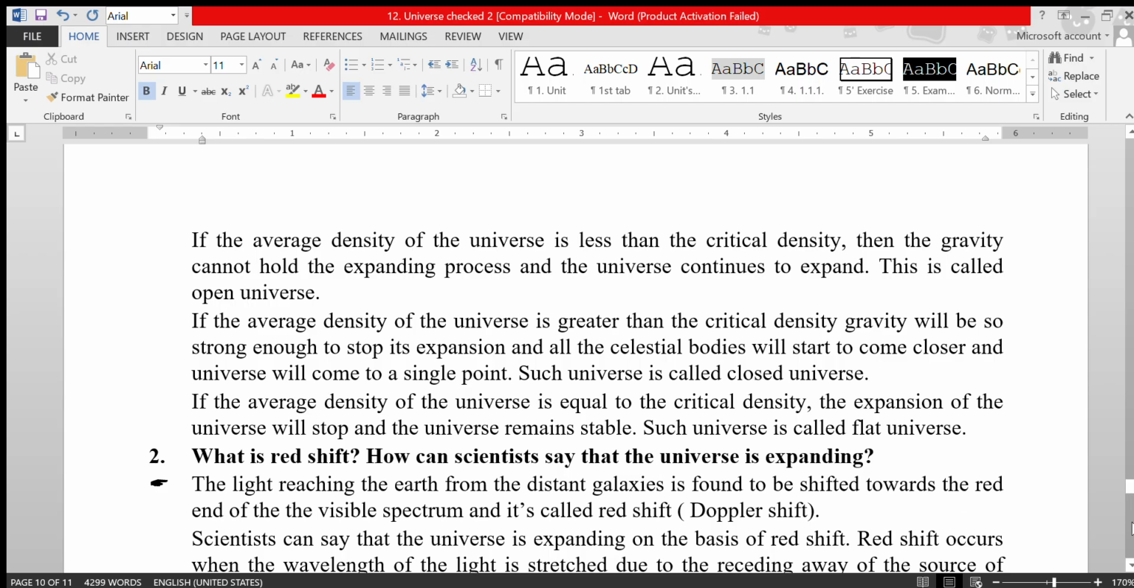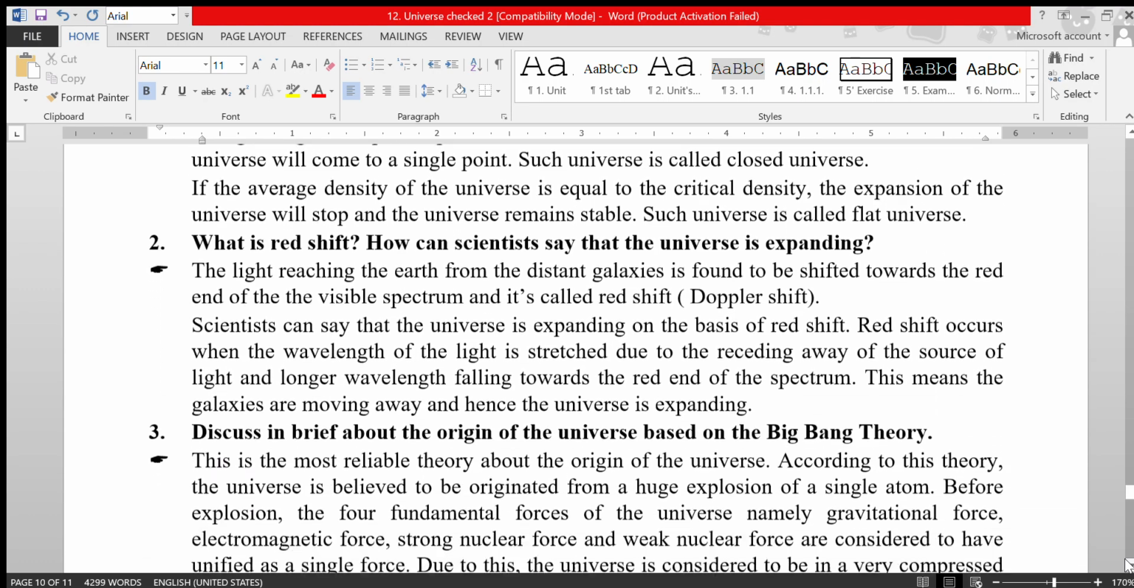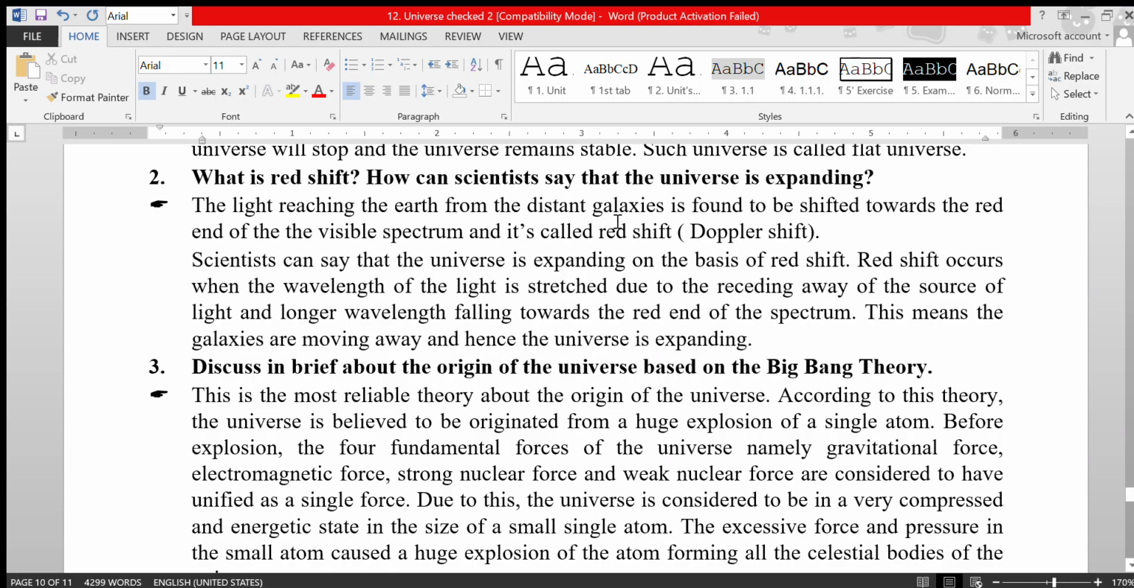Such a universe is called a flat universe. The light reaching the earth from the distant galaxies is found to be shifted towards the red end of the visible spectrum, and this is called redshift or Doppler shift. Scientists can see the universe expanding on the basis of redshift. Redshift occurs when the wavelength of light is stretched due to the source of light receding away, and the longer wavelength falls towards the red end of the spectrum. This means the galaxies are moving away and hence the universe is expanding.